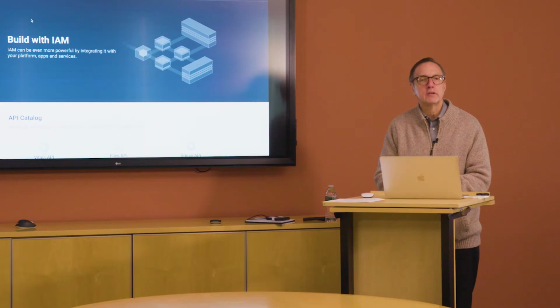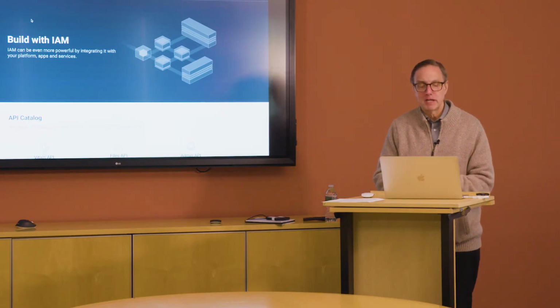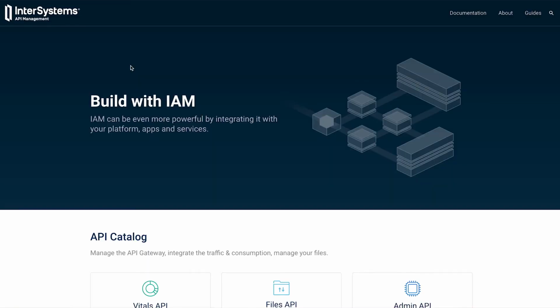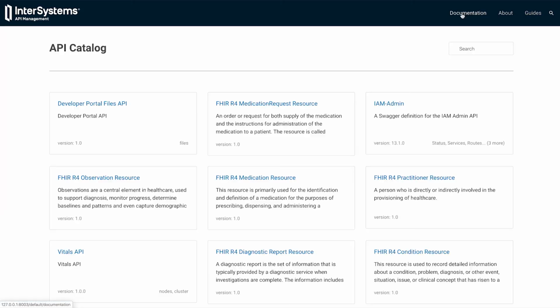So what I'd like to show you is just how easy it is to do FHIR development using the development portal on the API Manager. So this is the opening screen to the API Manager, building with IAM. If we go into the documentation section, you could see that we can upload what is called an API catalog.